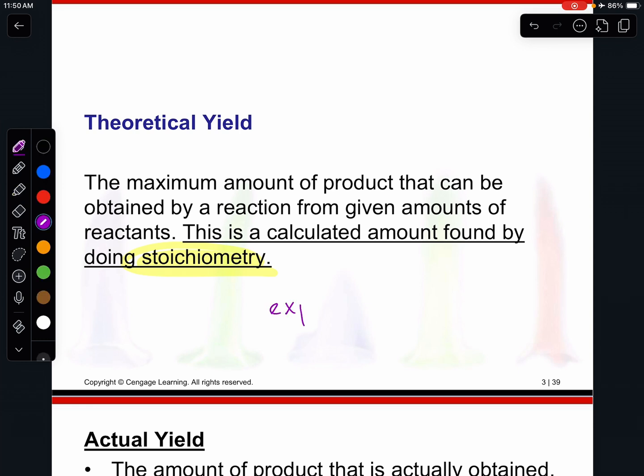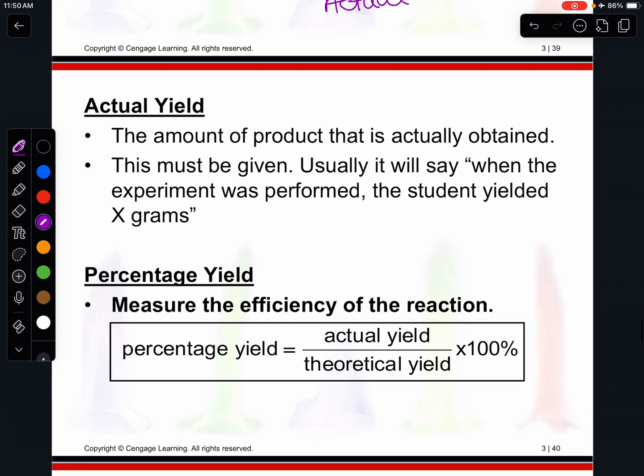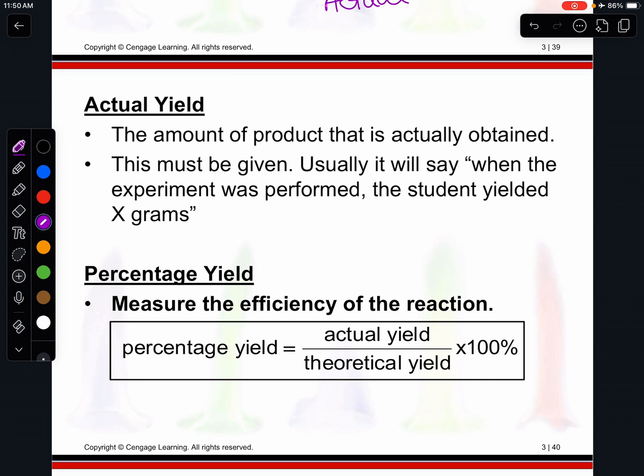But the other yield, which is more common, is called the experimental yield, or occasionally you'll see it as the actual yield. And these ones are actually what is produced. So then we like to do a calculation at the end of any experiment to say how close was I to what I thought I would get. So I'm going to show you that in these examples.